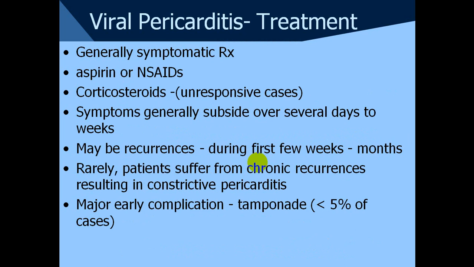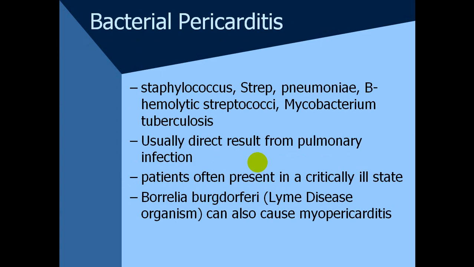Viral pericarditis treatment is generally symptomatic: aspirin or a non-steroidal anti-inflammatory drug, and corticosteroid in unresponsive cases. Symptoms gradually subside over several days to weeks, and may recur during the first few weeks to months. Rarely, patients suffer a chronic recurrence, resulting in constrictive pericarditis. The major early complication is tamponade, which occurs in less than 5%.